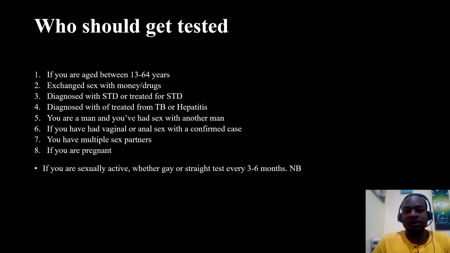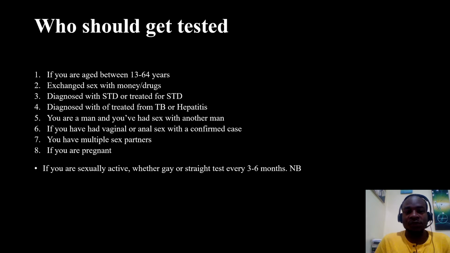Before we get started, we should know who is supposed to go for an HIV test. If you are aged between 13 and 64 years, you need to know your HIV status. If you exchange sex for money or drugs, you need to get tested, because you don't know whether your client is HIV positive or HIV negative. If you are diagnosed with any sexually transmitted disease, or you've been treated for any STD, you need to go and get tested.